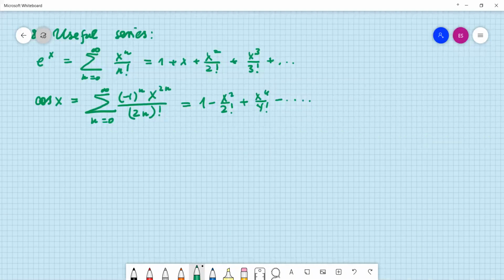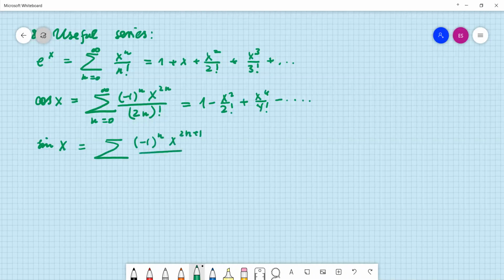Sine of x is a very similar series, with -1 to the power of n, but here x to the power of 2n plus 1 over 2n plus 1 factorial, n from 0 to infinity, and it equals x minus x cubed over 3 factorial plus x to the power of 5 over 5 factorial, and so on. So an alternating series with odd powers, right?